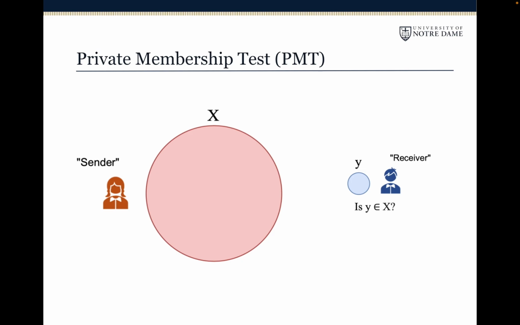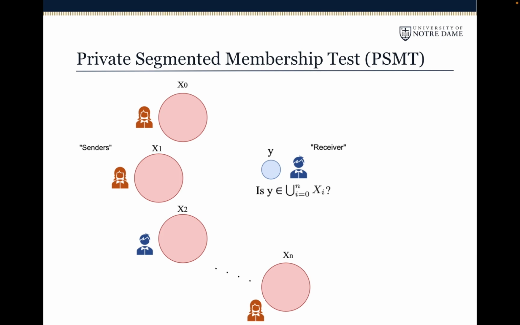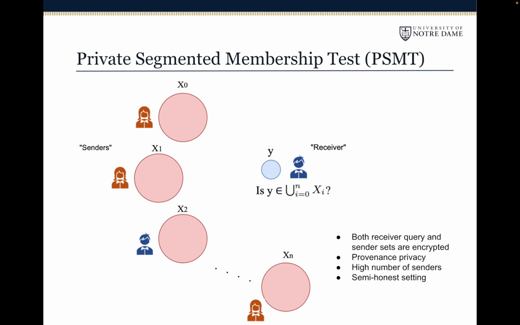In this work, we extend this problem to private segmented membership test, where we have multiple senders and the receiver is checking if the query element is contained within the union of the sets held by the senders. Some requirements of PSMT are that both the receiver query and the sender sets should be encrypted throughout the process. We provide provenance privacy. That means the receiver is not able to infer which set the intersection is coming from. We provide support for a very high number of senders, potentially thousands, and we operate under a semi-honest setting.